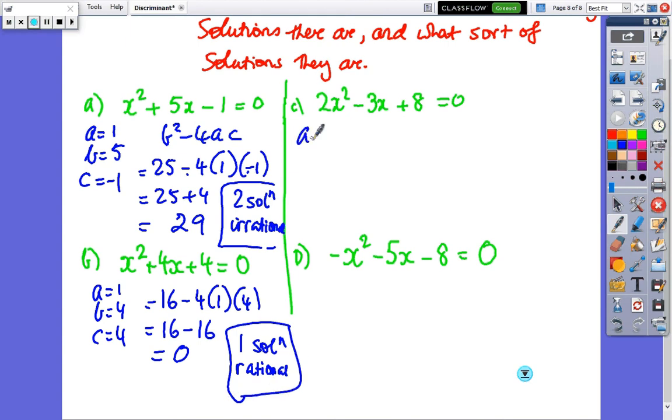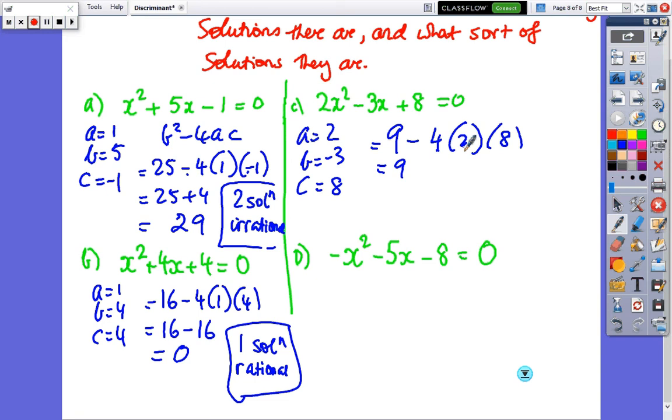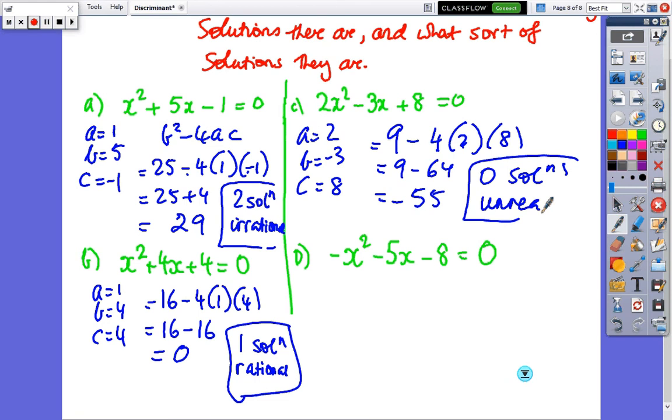Okay, a equals 2, b equals minus 3, c equals 8, so b squared minus 4ac equals 9, 4 2s are 8, 8 8s are 64, equals negative 55. So there are no solutions, or they are unreal.